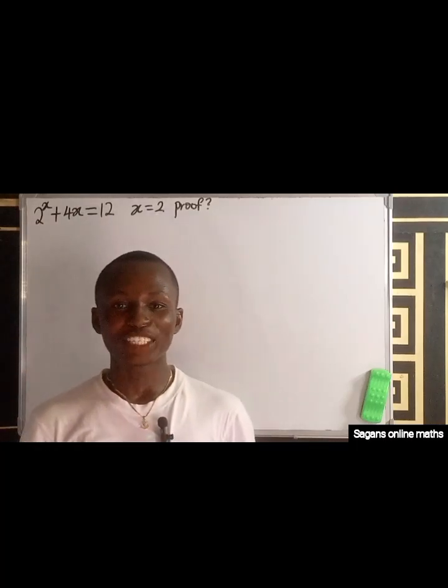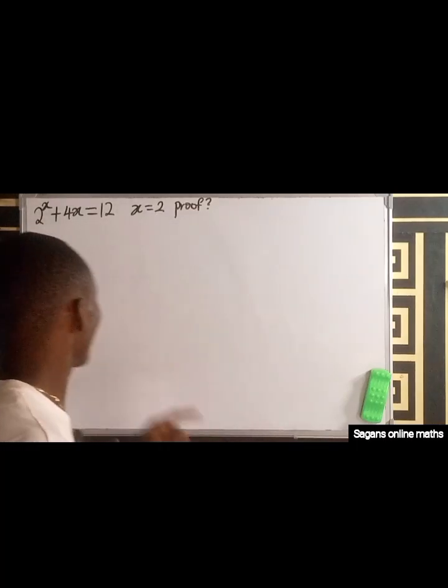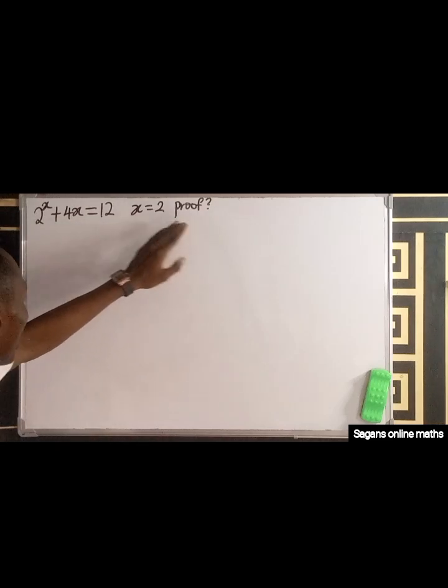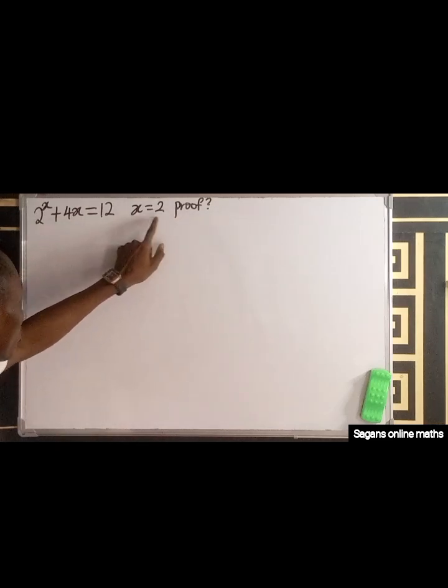Only 1% got this right. Let's see the question. We have 2 raised to the power of x plus 4x equals 12. Now we are asked to prove that x equals 2.